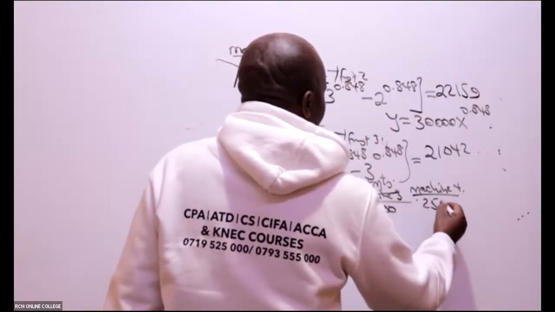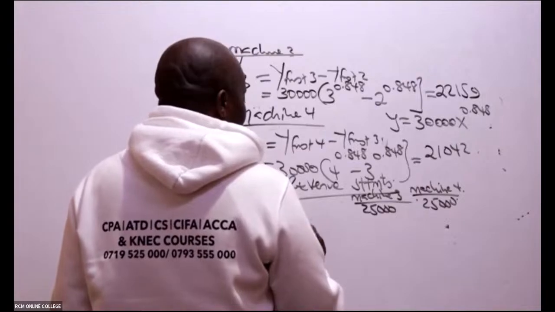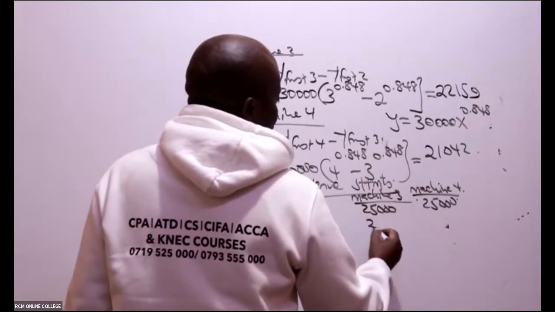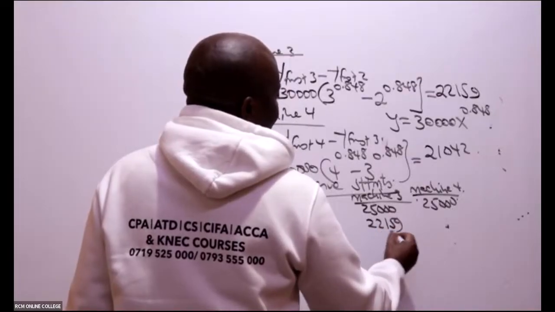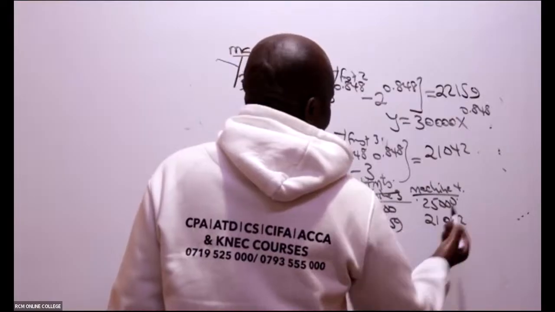Then we have labor. Labor, fortunately, we have used learning curve. And learning curve has given us 22,159 for machine 3, and then we have 21,042 for machine 4.